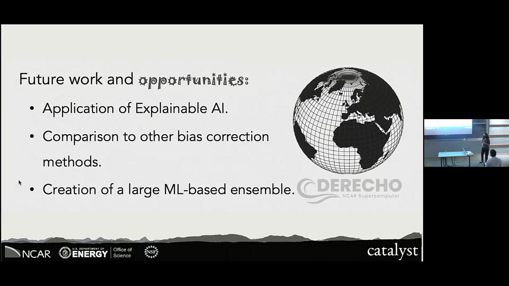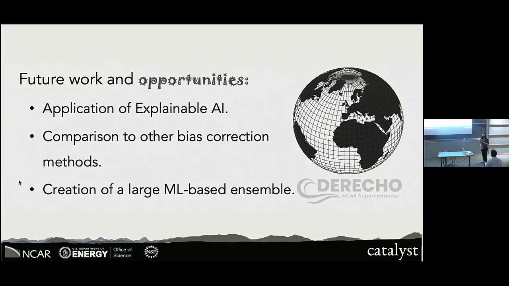Why is this unit able to predict this difference between the numerical model output and the observational product with such skill? I'm hoping to use some explainable AI methods to dig in a little bit deeper, look at seasonal differences and try to better understand that. And also a comparison to another baseline method, right?